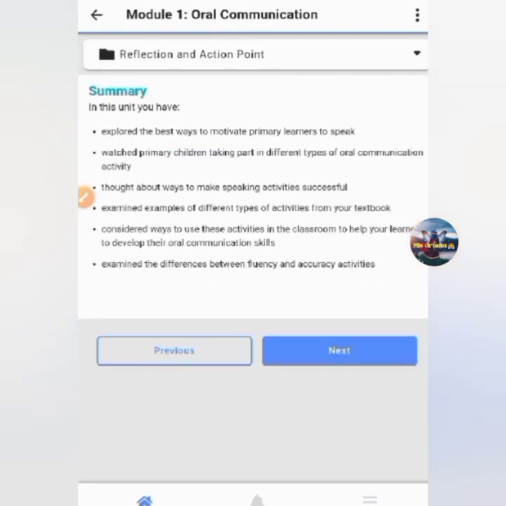The summary is: firstly motivation, and second the participation of students. And next would be the examples that you can take from the textbook. And next would be the activities through which students would develop the actual skill. And last, you can differentiate between fluency and accuracy, which you have worked on in this chapter.